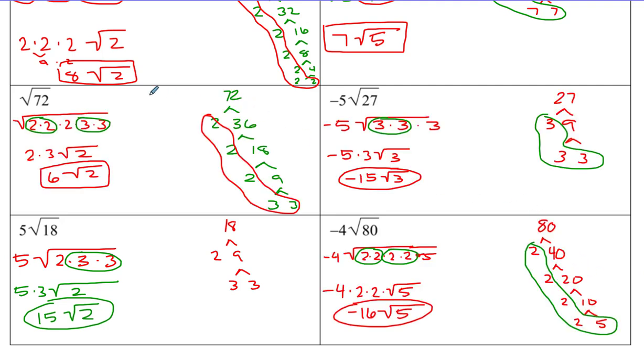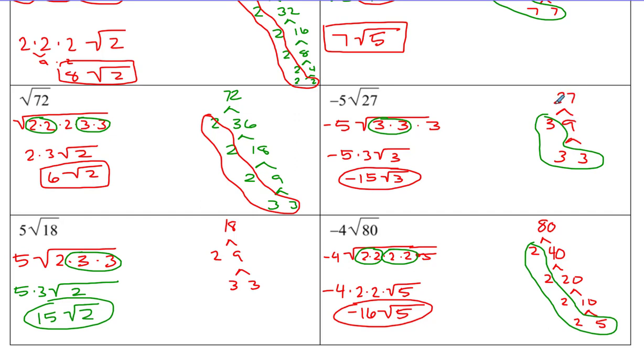Alright, welcome back. So if you look here, 72 we broke down as 2 times 2 times 2 times 3 times 3. So in this case we had 2 different types of groups. We had a group of 2 and a group of 3's. That comes out as a 2 and a 3. And you're left with that 2 on the inside. So we got 2 times 3 is 6, 6 radical 2.